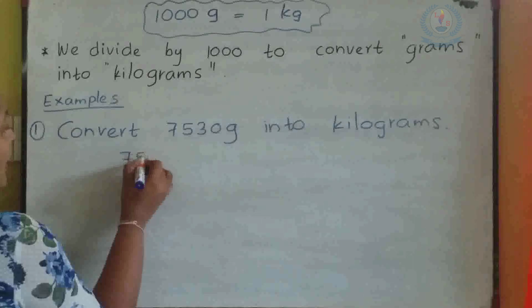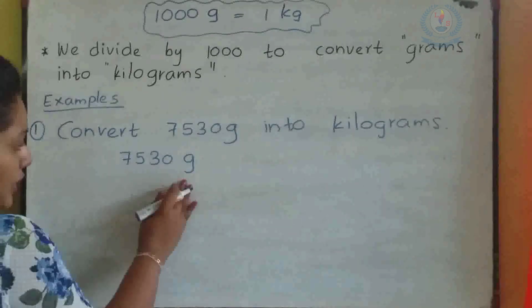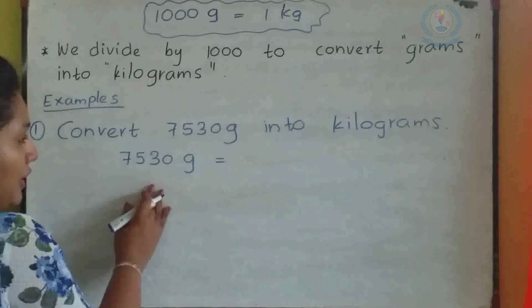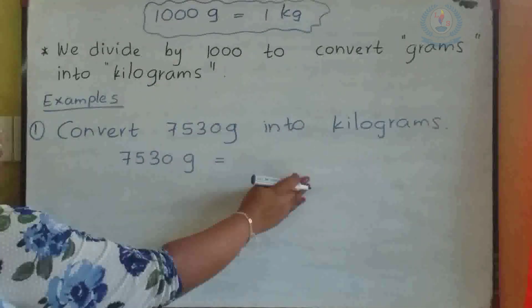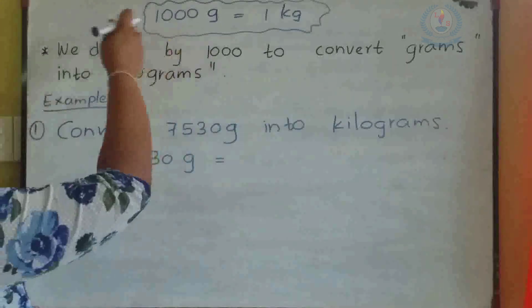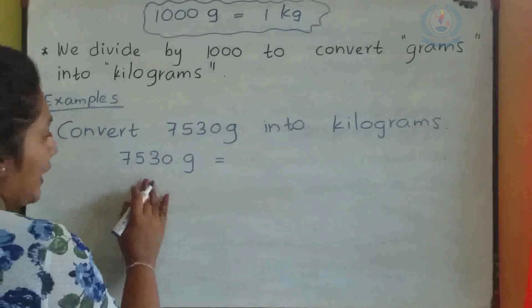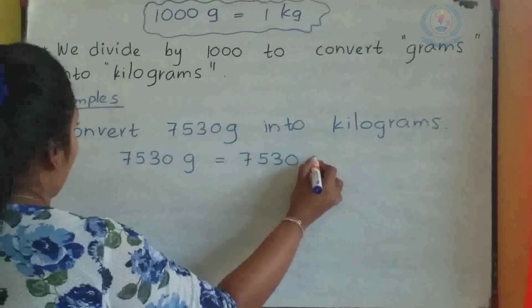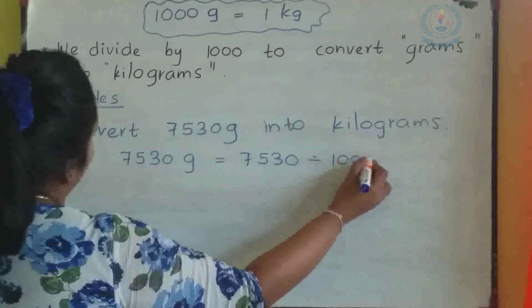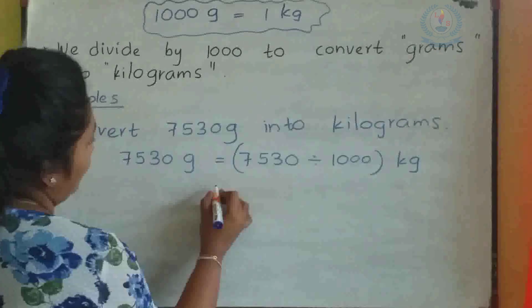Here the value is 7530 grams. The value is given in grams. We have to convert this value into kilograms. How to convert a gram value to kilograms? That is given. We divide the value by 1000. That means here 7530 should be divided by 1000. Then the kilogram value comes.